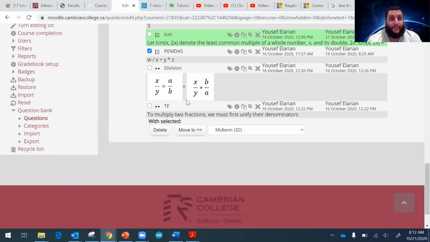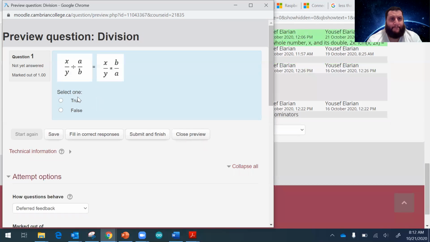Division. x over y divided by a over b. We said whenever we have fraction division, we would just swap the numerator and denominator of this one upside down and make it a multiplication. It will become x over y multiplied by b over a. This is true.